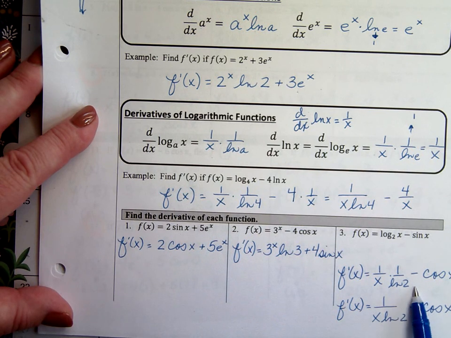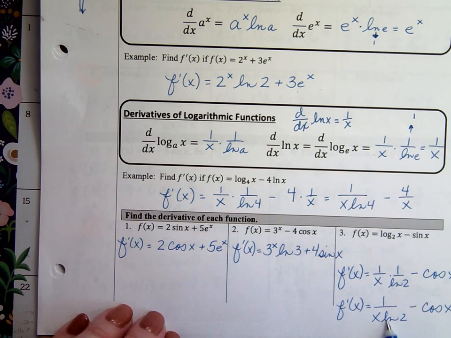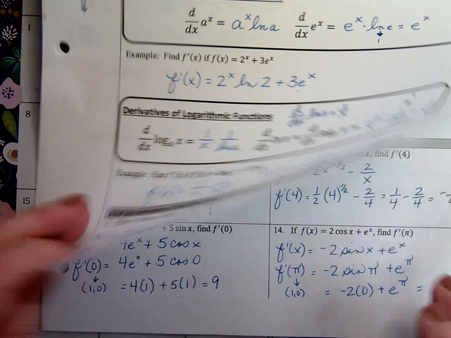and then I have minus a cosine of x. Then I just put these together as a single fraction, and that's my final answer. And again, these were on the video that he did, so we're just quickly going through them.